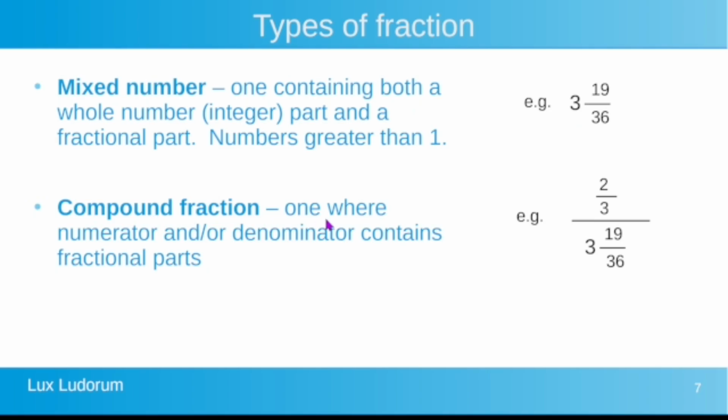Compound fractions, these are ones where the numerator and/or the denominator are themselves fractional in some way. So for example, here's the line, the big line. The numerator is 2/3, that's a fraction. And the denominator is 3 and 19/36, and that is fractional as well. You don't tend to come across these very often in your GCSE type work.